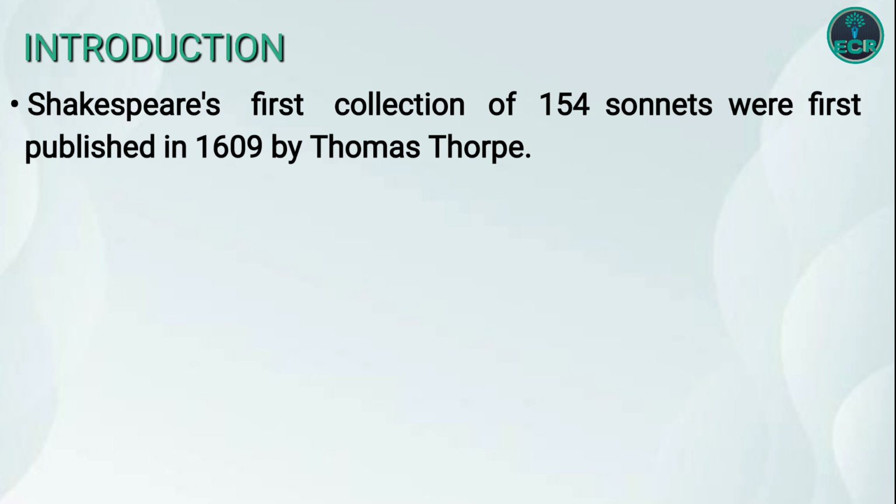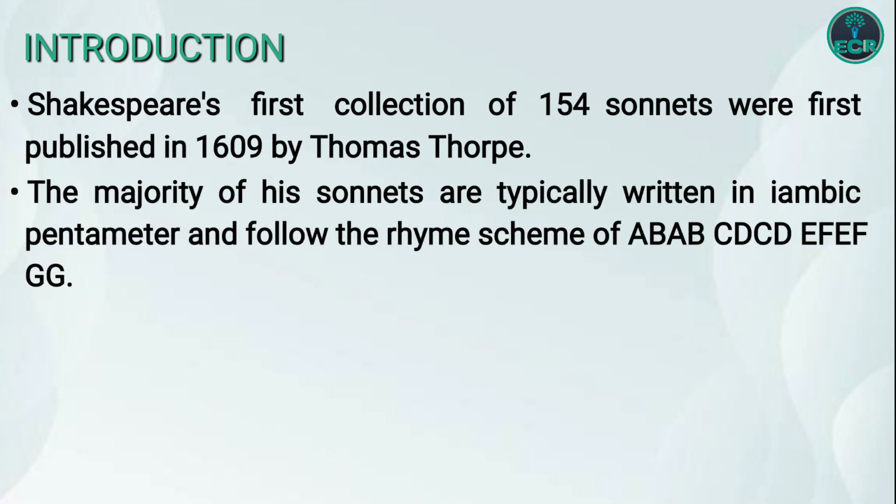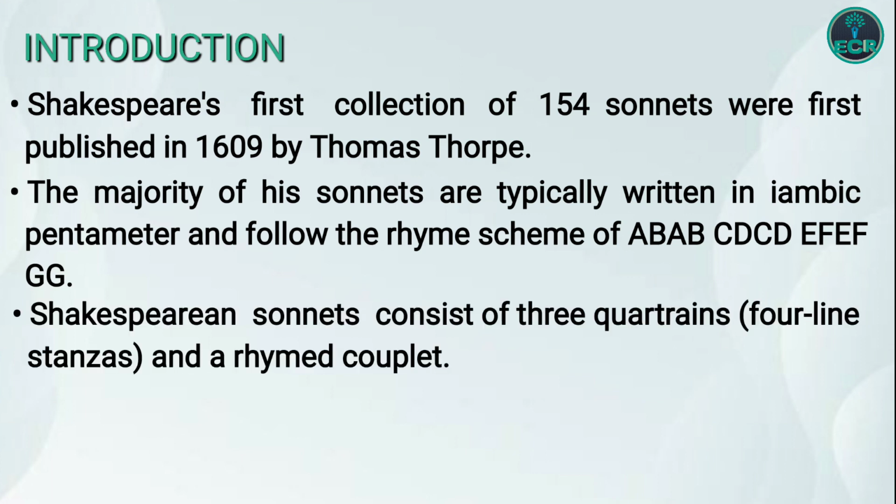Shakespeare's collection of 154 sonnets was first published in 1609 by Thomas Thorpe. The majority of his sonnets are typically written in iambic pentameter and follow the rhyme scheme ABAB CDCD EFEF GG. Shakespearean sonnets consist of 3 quatrains and a rhymed couplet.